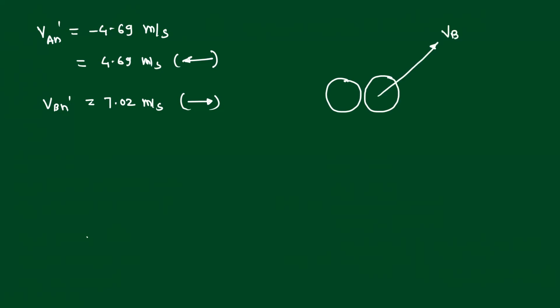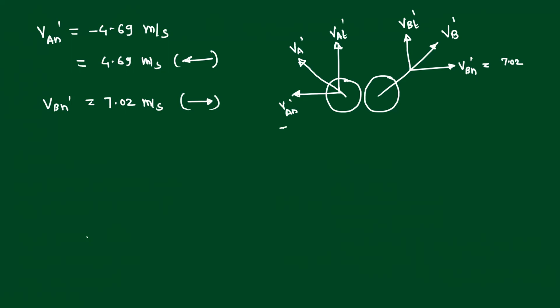So this is the net velocity, VB dash. This is the component in the normal direction, which is VBN dash, equal to 7.02. This is the tangential component, it remains the same, VBT dash. This is the velocity of A, the net velocity VA dash. This is VAN dash, and this is the tangential component VAT dash. VAN dash is equal to 4.69.